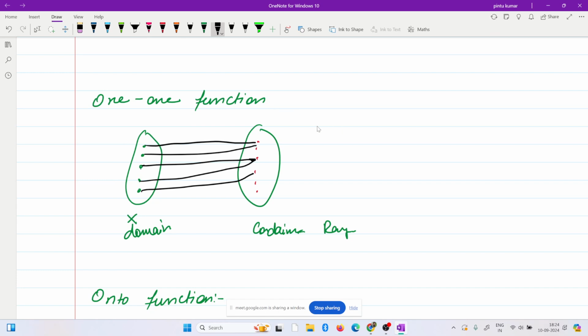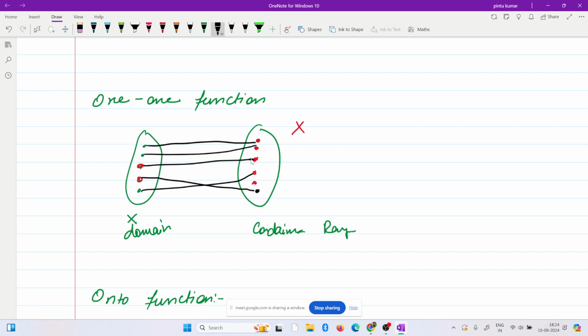Now a function is called one-one if every element over here, every y, has a unique pre-image. So that means that no two different x are mapped to the same element. So this is not a one-one function. To make it one-one, we should map this particular element to some other element.